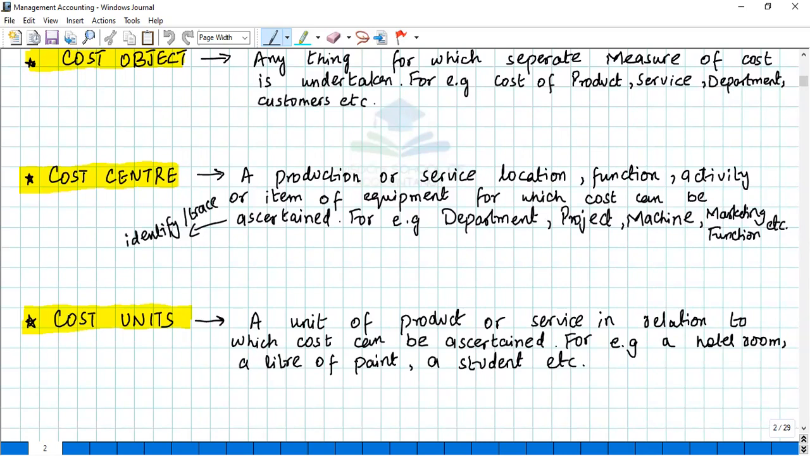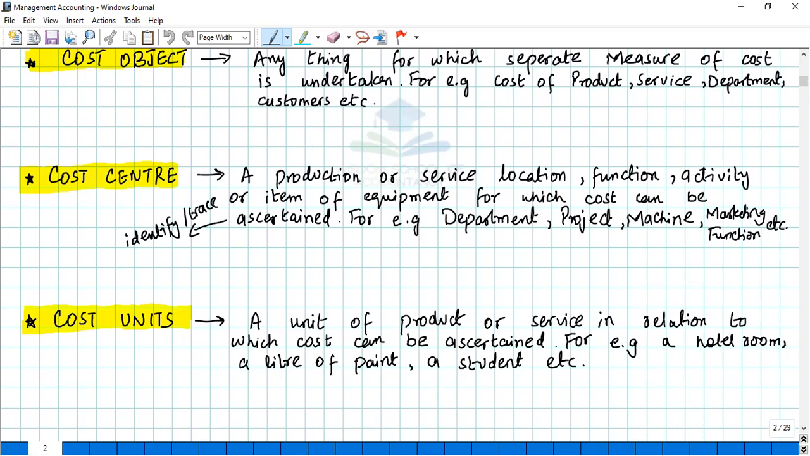Now, what is the difference between these two, cost object and cost center? The first thing is, the cost object is anything for which management wants to calculate the cost. A cost center is anything for which you can identify the cost separately. That is the difference between these two. But a cost center can also be a cost object.